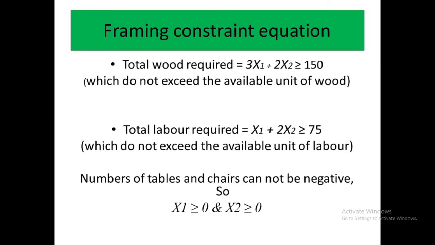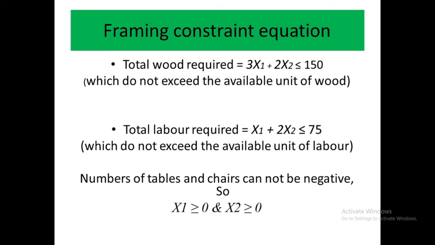Based on this, we frame constraint equations. Constraint means what all the resources I have and what limitations I have. Likewise, I frame the equation, which is known as the constraint. Based on our previous discussions of how to frame the mathematical model, now we should be aware of how to form the constraint equation. According to the availability slide, the total availability of wood is 150 units and the total availability of labor is 75 units. From this, how do I fix the constraint equation?